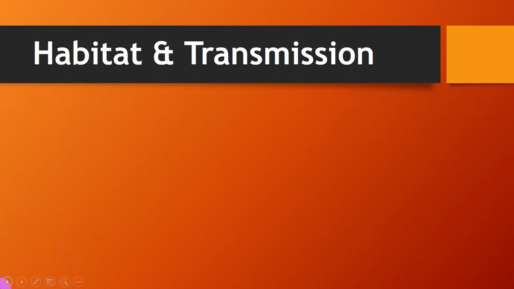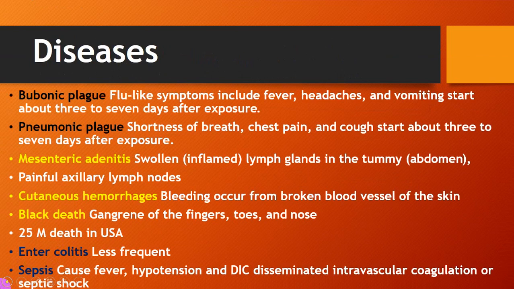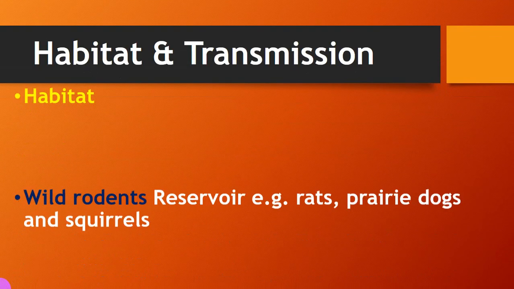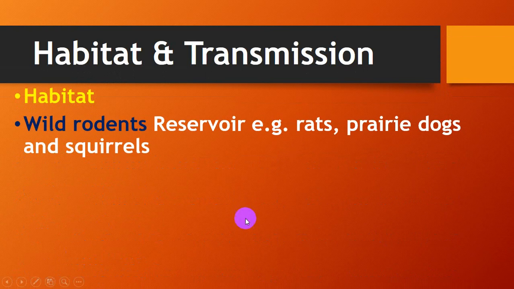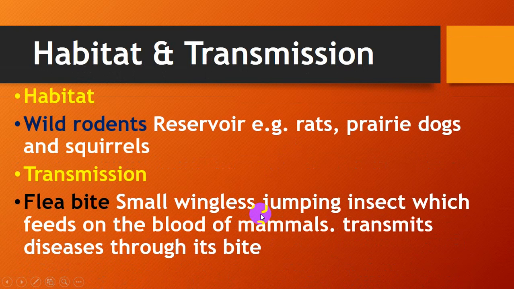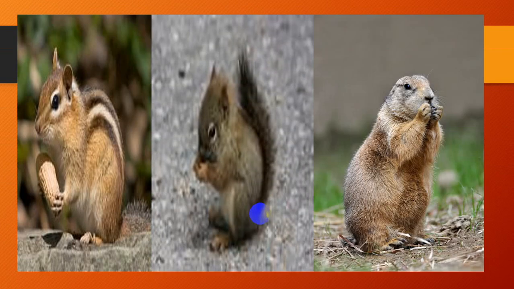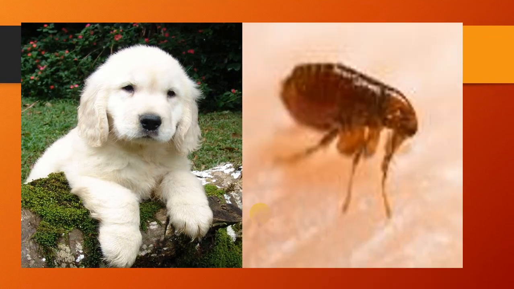Then habitat and transmission. Habitat is animal sources, wild rodents, and it is also transmitted by flea bites and pets. So this is the picture of rodents. These are squirrels. These are prairie dogs. These are puppies, and this is the flea.